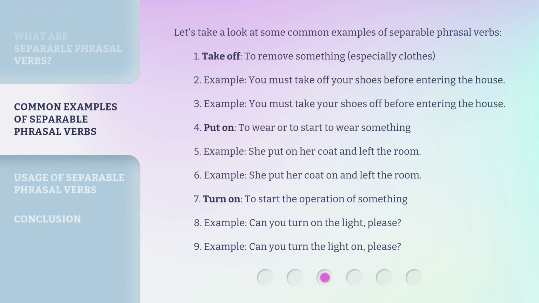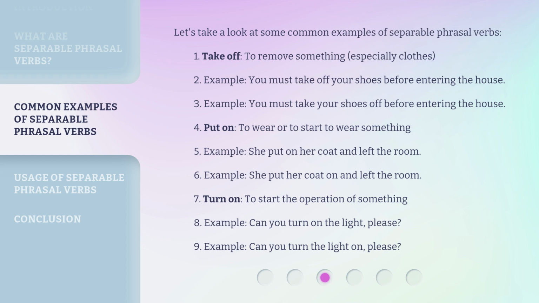Let's take a look at some common examples of separable phrasal verbs. Take off: to remove something, especially clothes. Example: you must take off your shoes before entering the house. Example: you must take your shoes off before entering the house. Put on: to wear or to start to wear something. Example: she put on her coat and left the room. Example: she put her coat on and left the room.